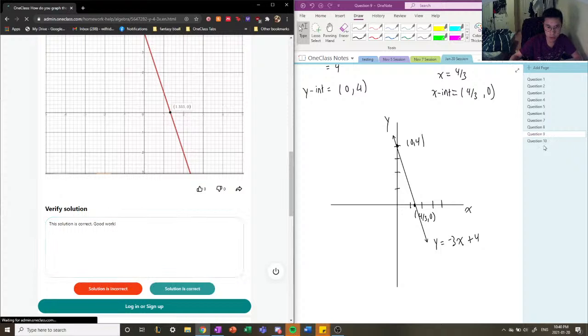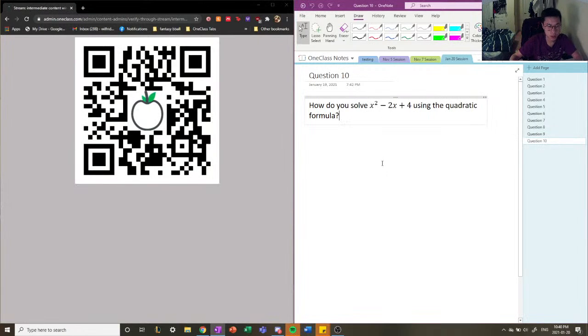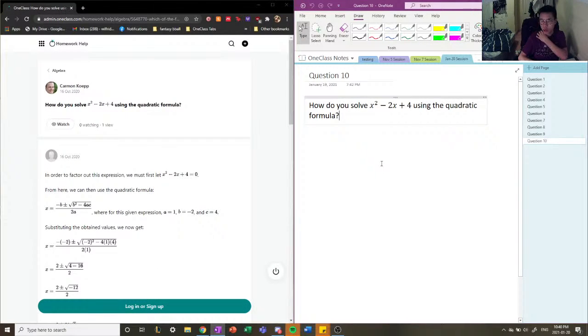All right, finally, moving on to the last question of the day. How do you solve x squared minus 2x plus 4 using the quadratic formula? When they're asking us to solve it, they're asking us to find the zeros, and I described what the zeros are. It makes this quadratic function equal to 0, right? So they're asking us for the values of x which make this quadratic equal to 0.